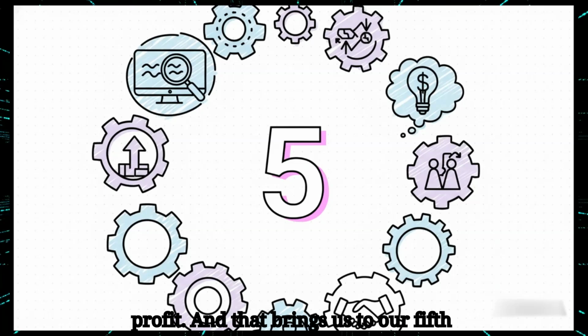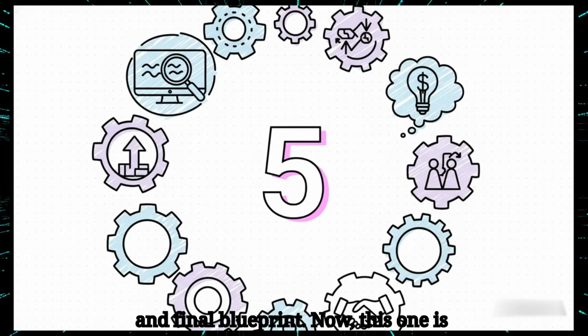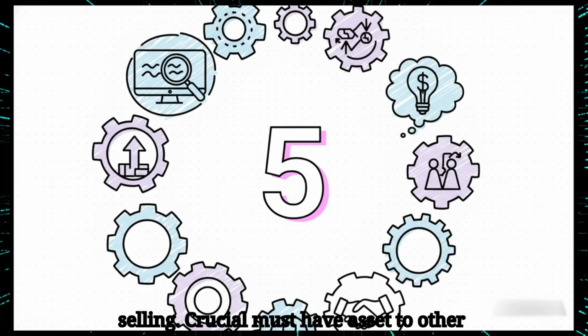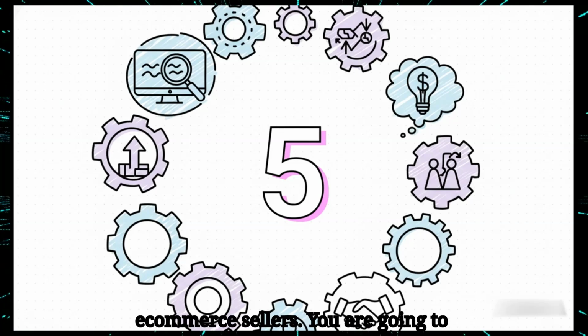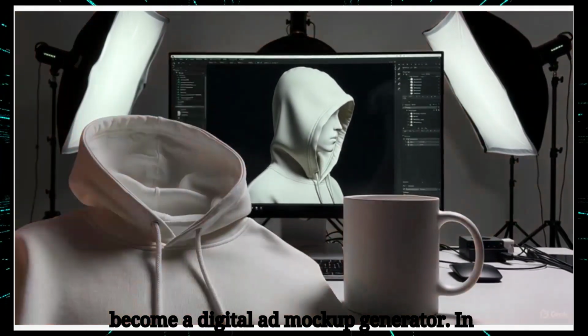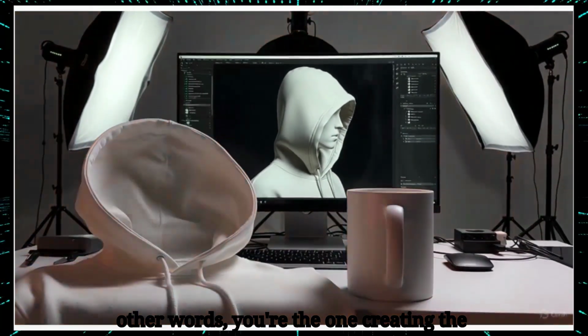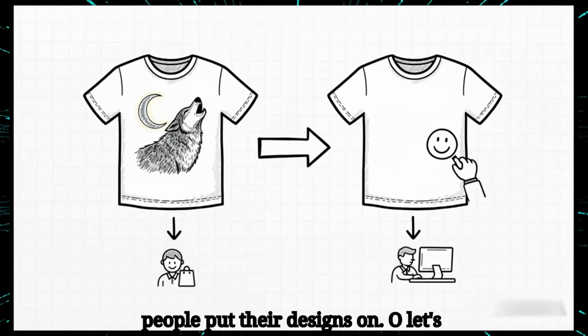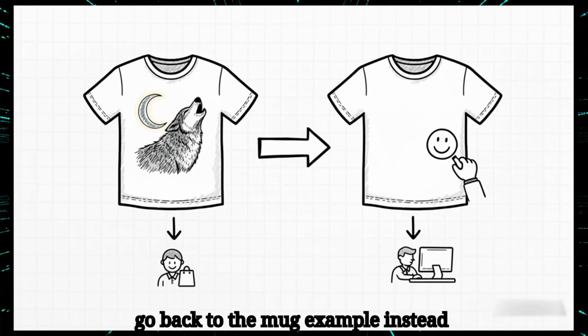And that brings us to our fifth and final blueprint. Now this one is really clever because you're not selling to everyday consumers. Nope, you're selling a crucial must-have asset to other entrepreneurs, specifically to other e-commerce sellers. You are going to become a digital ad mockup generator. In other words, you're the one creating the beautiful, professional photos that other people put their designs on.